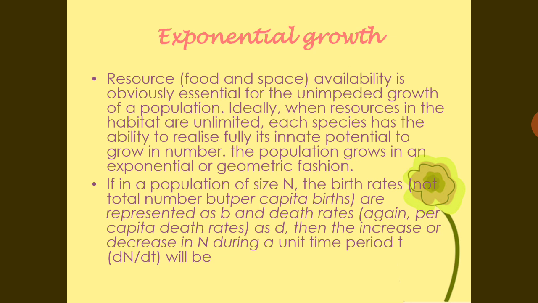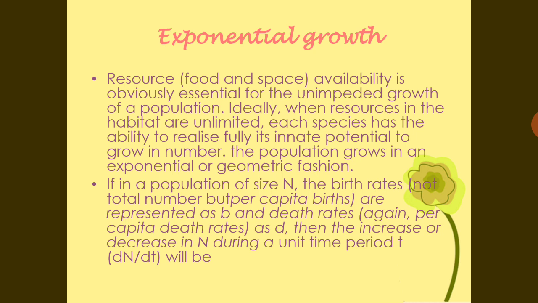The increase or decrease in population, denoted by capital N during a time t, is given by dN/dt = (b - d) × N, where small b is the per capita birth rate and small d is the per capita death rate. So if the per capita birth rate minus the per capita death rate is equal to r, that gives exponential growth.